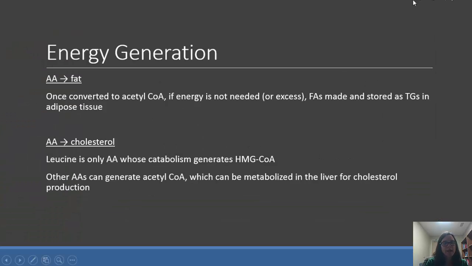So leucine is the only amino acid whose catabolism generates HMG-CoA, which we know we need for cholesterol synthesis. However, other amino acids can generate acetyl-CoA, which can then be metabolized in the liver for cholesterol. So when energy intake is greater than need, and protein intake is high, then the amino acids can be degraded and stored as fat.